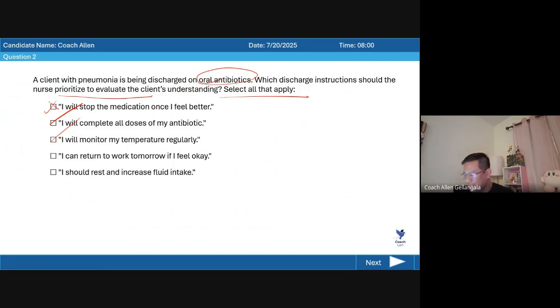or a good understanding in the use of oral antibiotics. Letter C. I can return to work tomorrow if I feel okay. Or rather, letter D. I can return to work tomorrow if I feel okay. What do you think?